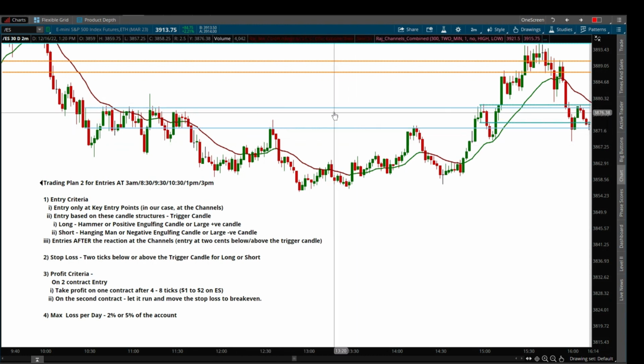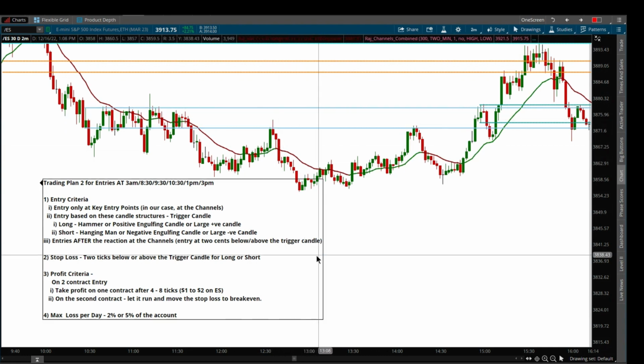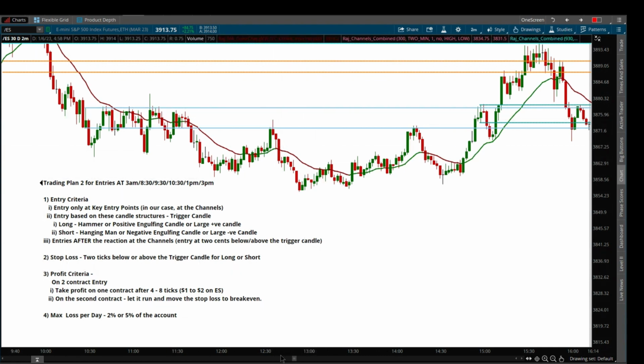Even though my entire channel is here, it could still break out of it, but I would just get out of here because that's my trigger candle. And the profit criteria is basically I always enter with 2 contracts or 4 or 6, depending on how I'm feeling about the market that day. But for all entry level people, I would say enter with 2 contracts, take profit on 1 contract after 4 or 8 ticks, and then the second contract you just let it run, move the stop loss to break even and then keep it moving.